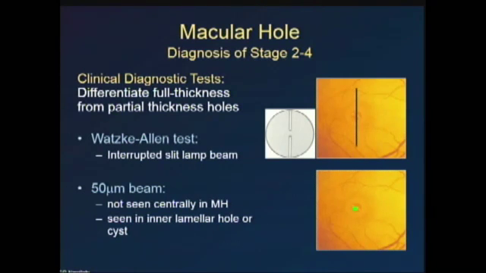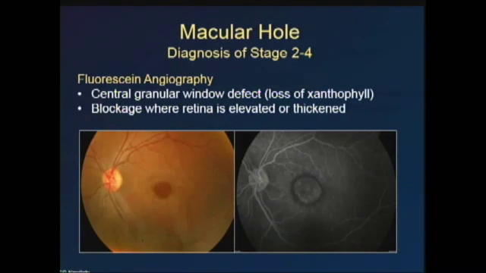We used to sometimes bring the patient to the laser room and not put laser, but just put a very tiny aiming beam in the center of the hole and see if the patient sees it. And if the patient does not see it, then that would really indicate that there is a full thickness hole. We don't do these things anymore. We now rely on OCT.